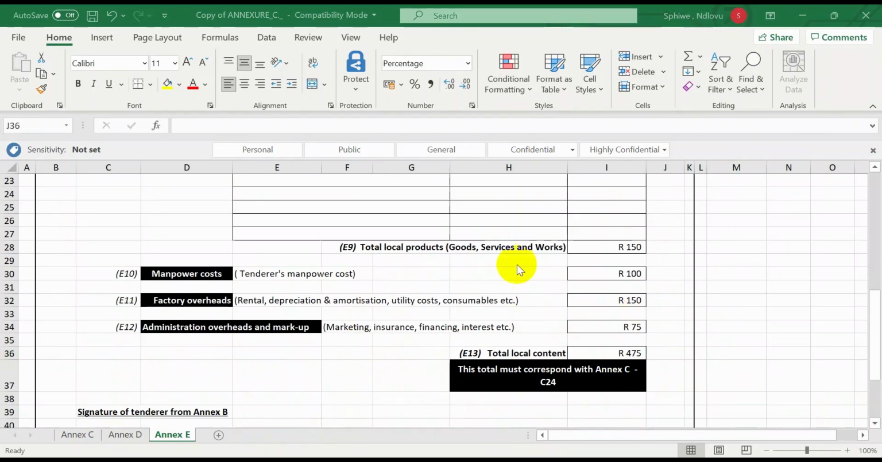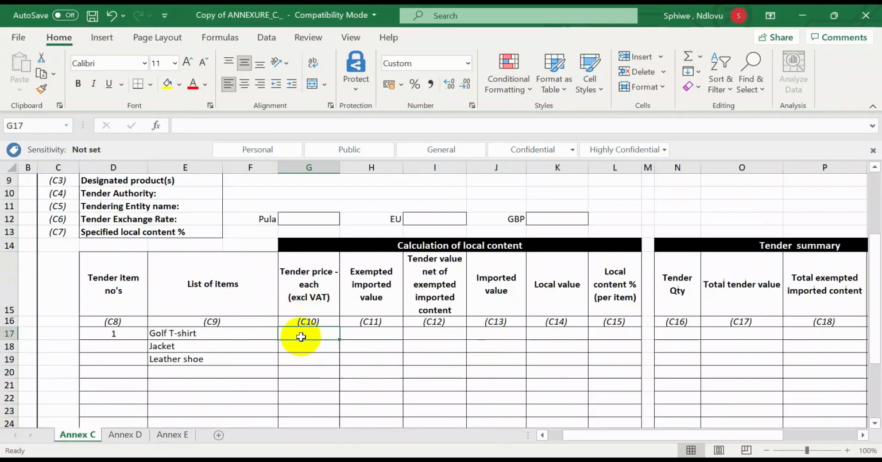Remember, this is the total per t-shirt. So a t-shirt, we said, is going to cost us $4.75. So under C10 now, we are selling this t-shirt for $475. I don't know if it's a realistic value, but for argument's sake, we are selling this for $475. Exempted micro and imported content, we didn't have because it was 100%. Therefore, it's 0. But if you had, remember we had an example of polyester that we were importing, you will put the polyester per item here.